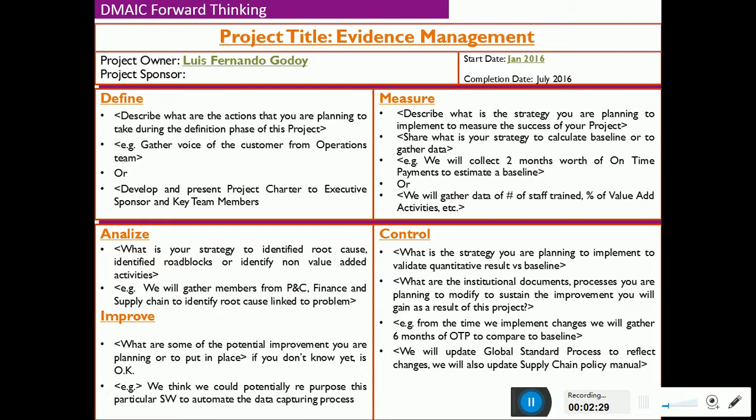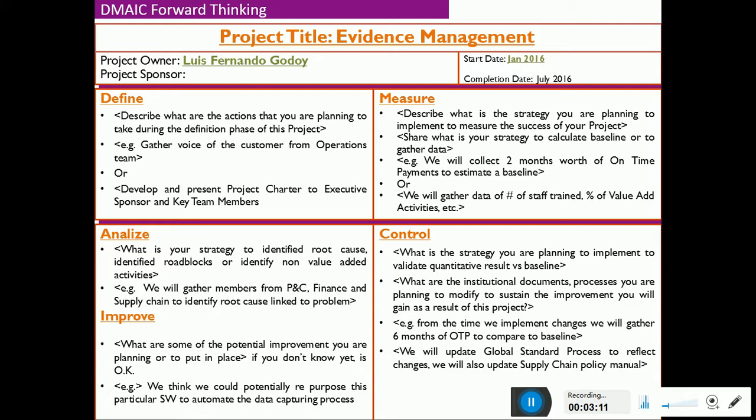And the analyze is, what is your strategy to identify root cause, identify roadblocks, or identify non-value added activities. So for example, we will gather members from P&C, finance, and supply chain to identify root cause linked to the problem. During the improvement phase, what are some of the potential improvements you're planning to put in place? If you don't know yet, it's okay. But it's good that you start, again, imagining what are some of the potential improvements. So for example, we think we could potentially repurpose this particular software to automate the data capturing process.